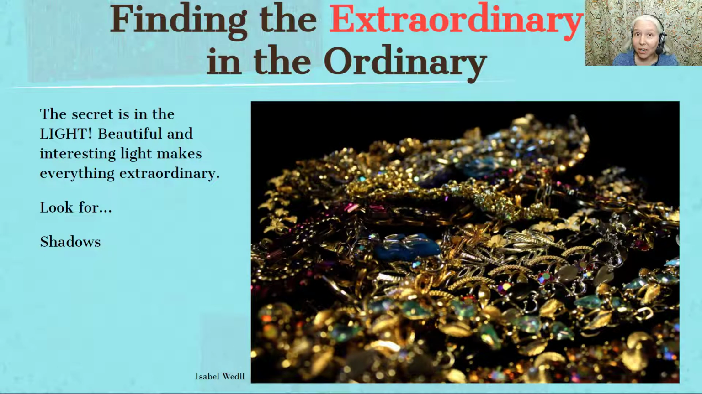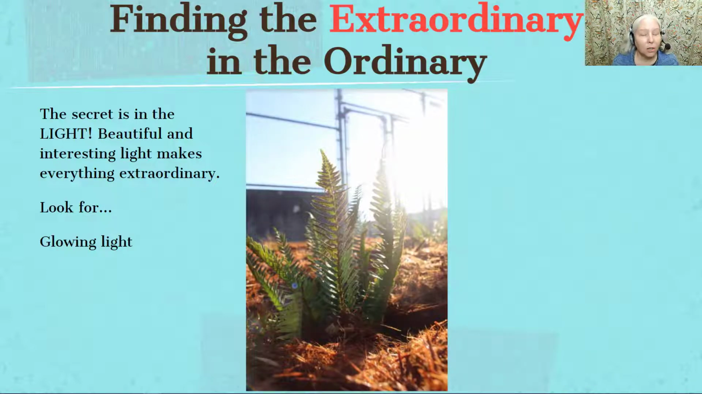Look for shadows. In this photo, a student took a bunch of jewelry and laid it on a dark background in a sunny location, which makes the jewelry very glittery and interesting. Look for glowing light. In this photo, taken on campus, the fern is taken from an angle that makes it look monumental, and the lighting coming in from the upper right corner makes everything look like it's glowing.